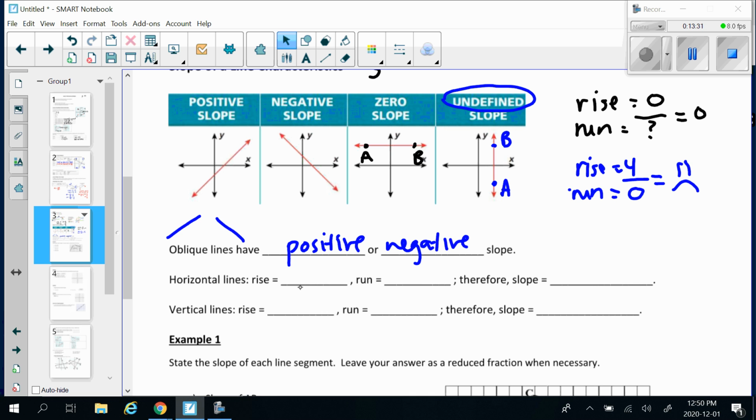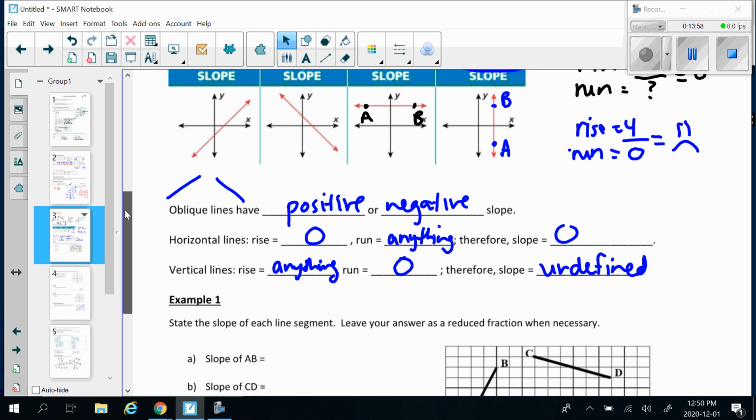Horizontal lines have a rise of 0 and a run of pretty much anything you want, but it doesn't matter what it is because the slope is going to still be 0. If you have a vertical line, you're going to have a rise of pretty much anything, but then you're going to have a run of 0, and you can't divide by 0, so the slope will be undefined, or infinity. I suppose I would accept that as well.